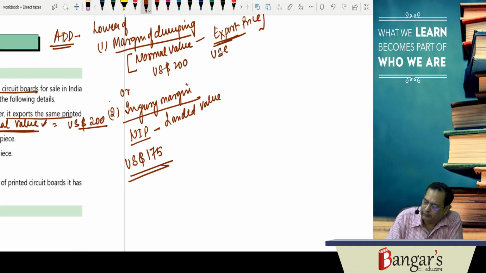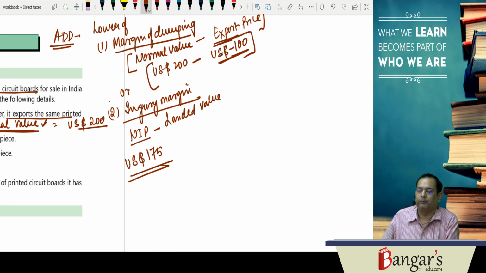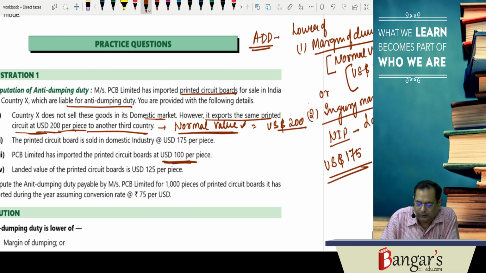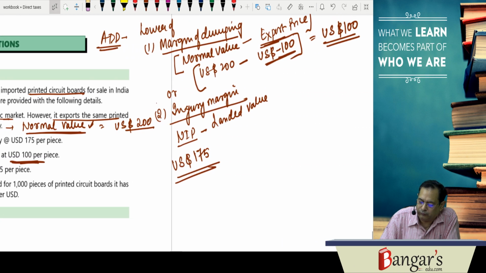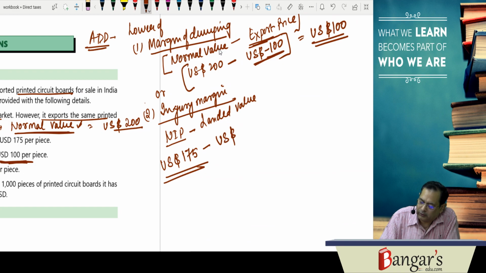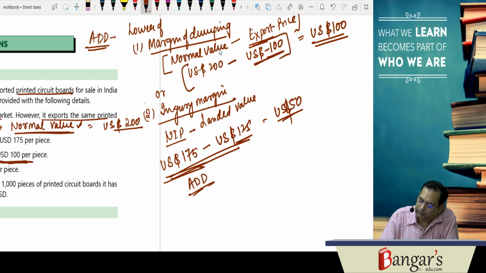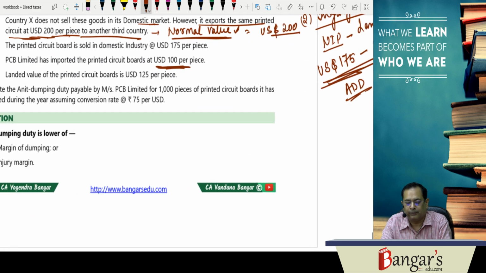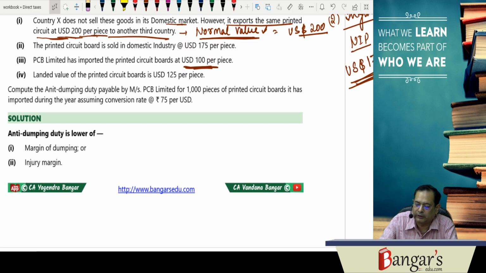This US dollar 100 is the export price. That means what? The price at which the goods are sold to the importer in India. So margin of dumping here is US dollar 100, and landed value of the printed circuit board is 125. Landed value is US dollar 125. So the injury margin is how much? US dollar 50. So we can levy anti-dumping duty. Anti-dumping duty will be levied not exceeding US dollar 50. Okay. So compute the anti-dumping duty for 1000 pieces.